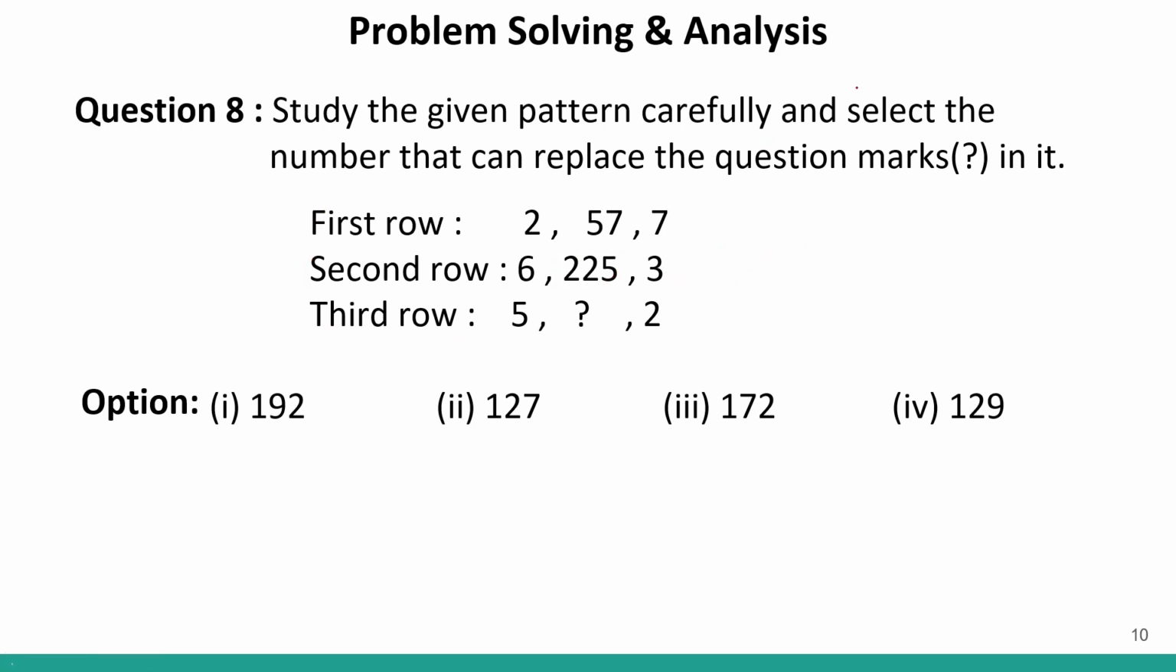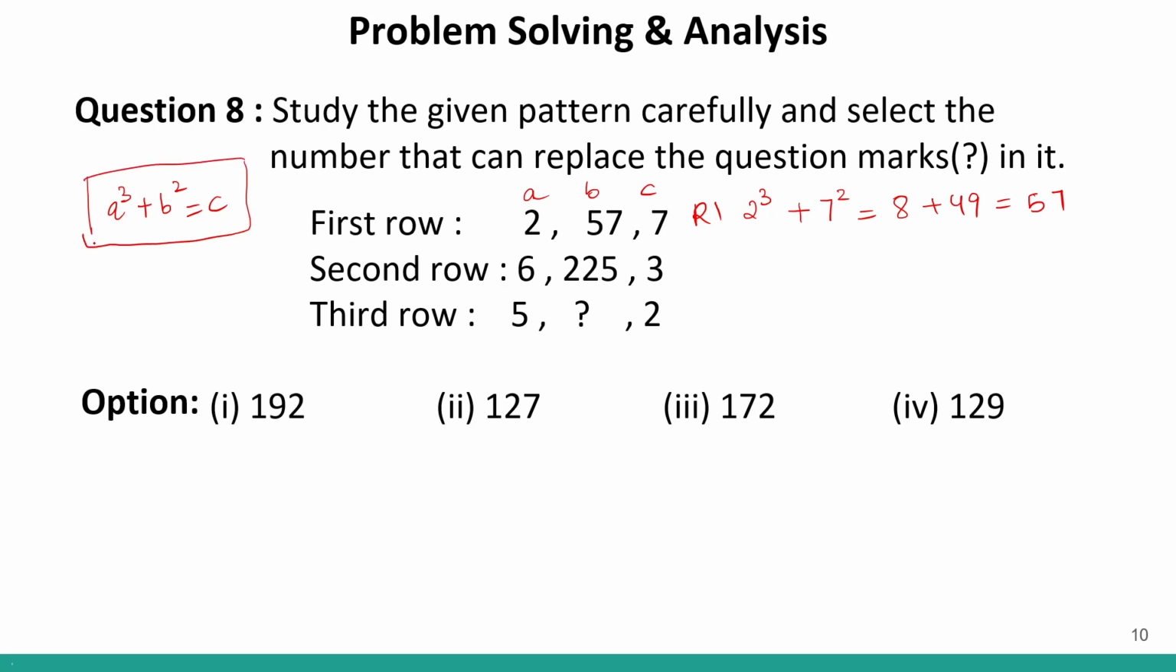Now, if I say 2 cube plus 7 square, 2 cube is 8 and 7 square is 49. This will give me 57. So this logic is true for row 1. Correct? So the logic used is, if this is A, this is B and this is C, A cube plus B square gave me C. Okay, this is the logic that I have used. Correct? Now, row 2, second row 2.